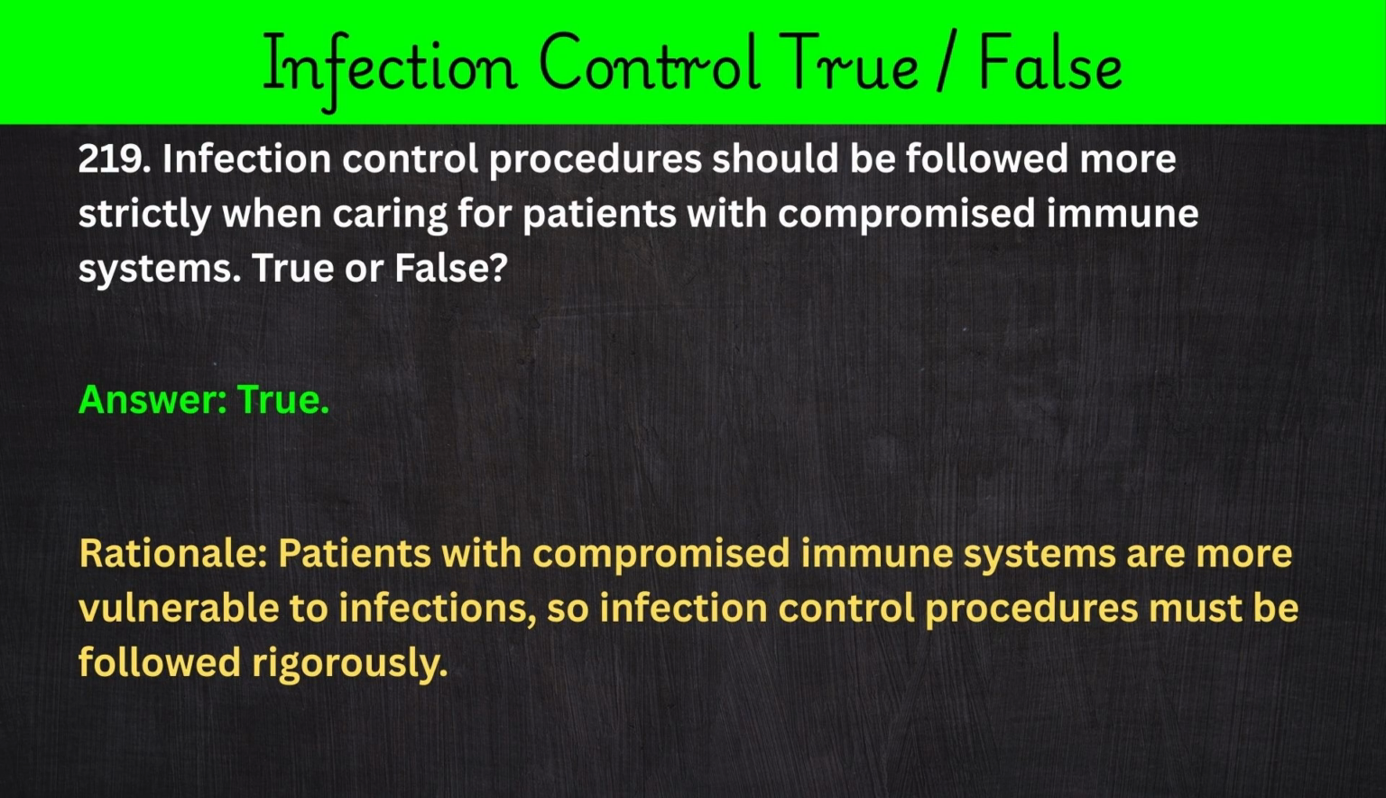Infection control procedures should be followed more strictly when caring for patients with compromised immune systems. True or false? Answer: true. Rationale: patients with compromised immune systems are more vulnerable to infections, so infection control procedures must be followed rigorously.